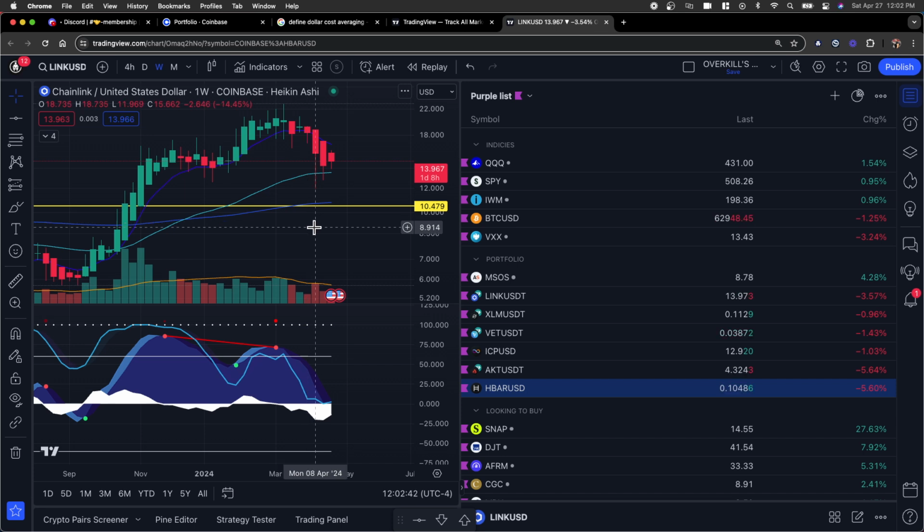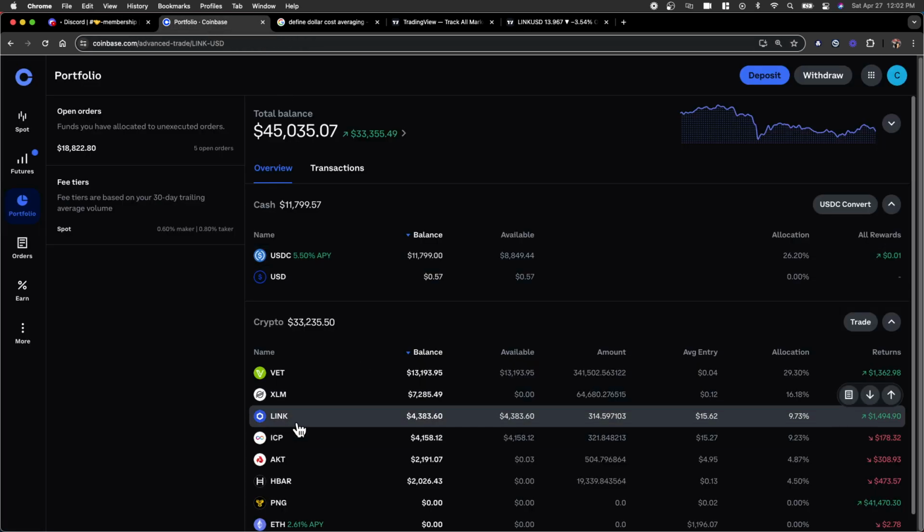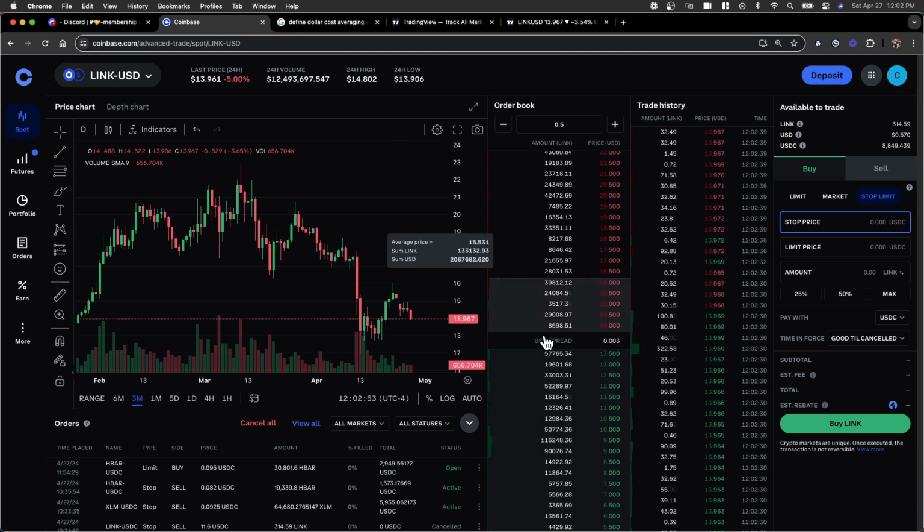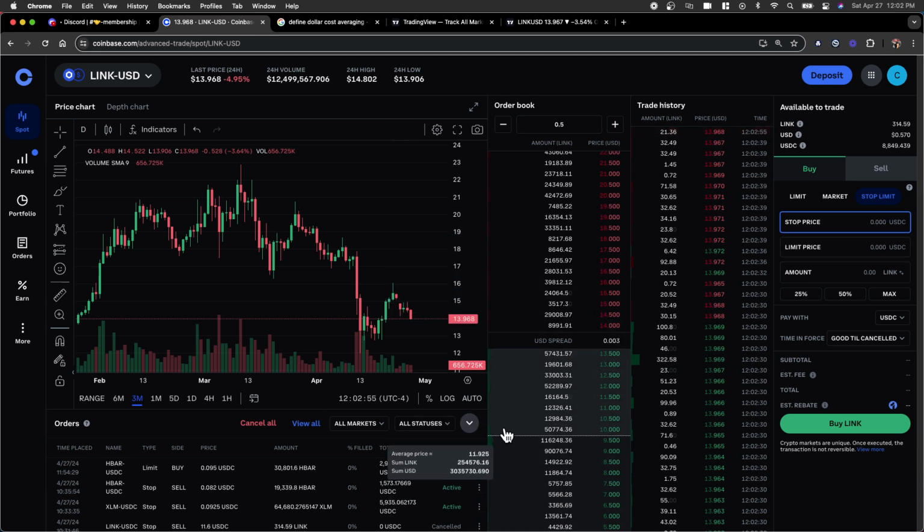I'm hoping you guys are getting some value out of this. So I am looking, again, at the depth chart of Link. So my absolute take cover is going to be around $9. That is my stop loss because that is where these orders are. So the fact that there's buy orders down here at $9 tells me that they're not going to let it drop below 9, right? Because that's where all the smart money's putting their limit orders.